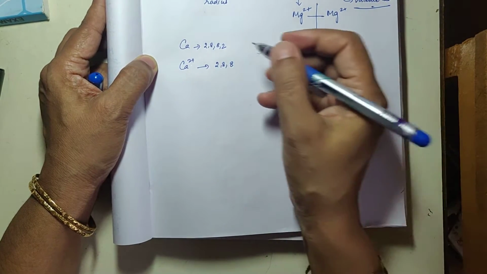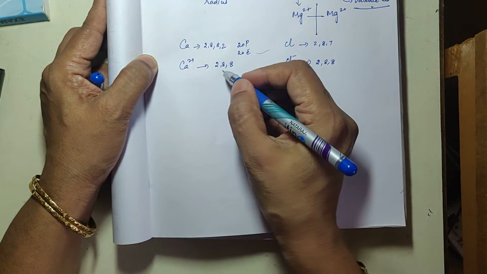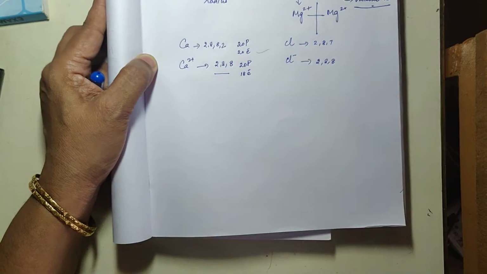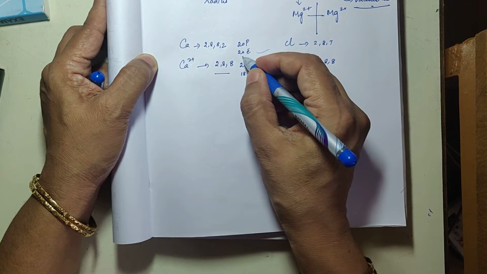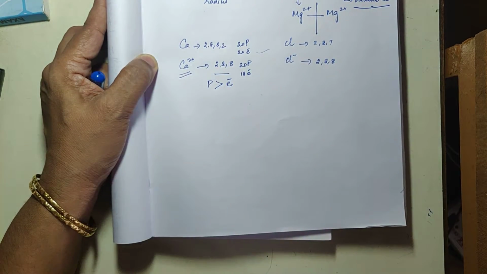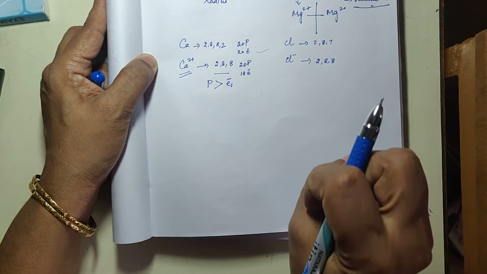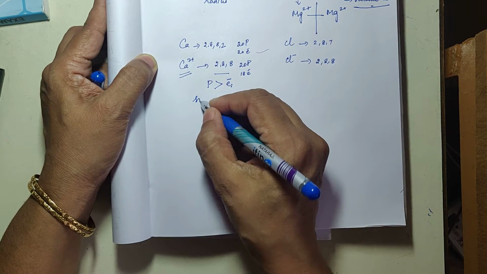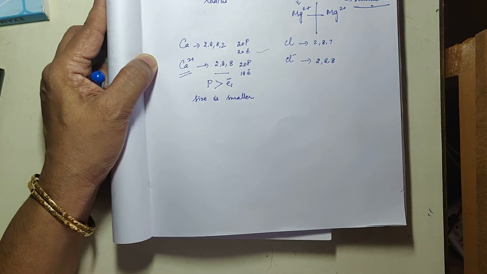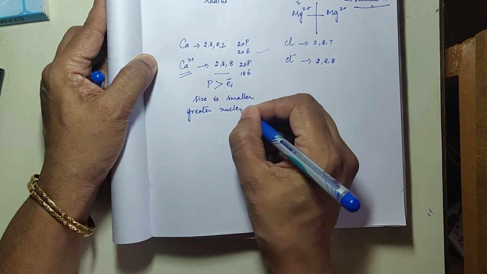Now here what you find is that Ca will have 20 protons and 20 electrons, and in the case of Ca2+ there will be 20 protons but 18 electrons. So in the case of Ca2+, the proton number is greater than the electron number. So the hold of the protons will be more tight with respect to the electrons. So the size is smaller because of greater nuclear charge.